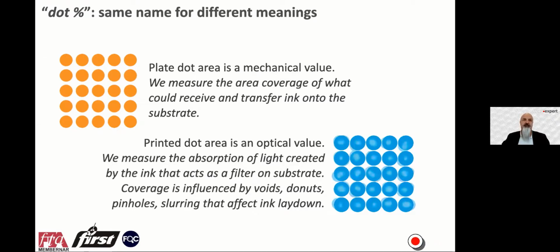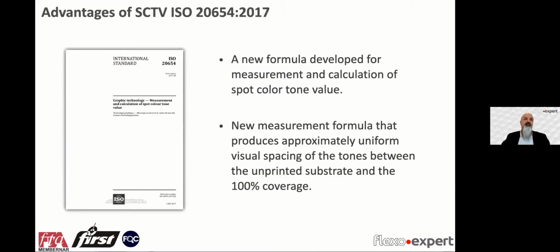And we know that coverage is influenced by voids, donuts, pinholes, slurring, everything that affects the ink laydown. The recently published ISO 20654 defines a new metric for the calculation of tone value, and its implementation is showing to be very helpful. This new formula is commonly known as SCTV, spot color tone value, because it was originally developed to measure spot colors only. And it produces approximately uniform visual spacing of the tones between the unprinted substrate and the 100% coverage.